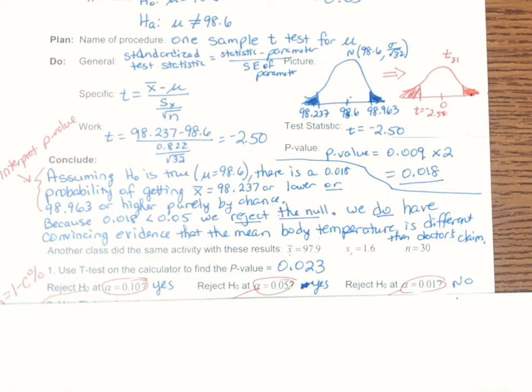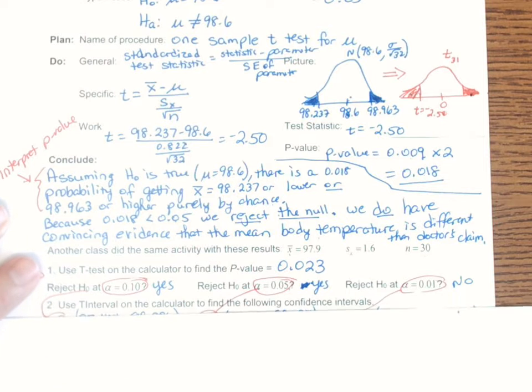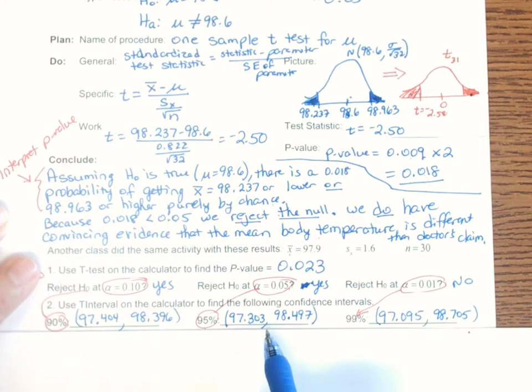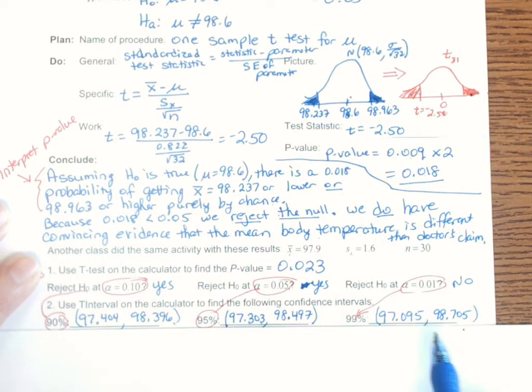And what we want to take a look at is, how does this relate to a confidence interval? So if we were to create a t-interval on the calculator with the following confidence levels, 90%, 95%, and 99%, here are the different confidence intervals we get. 97.4 to 98.396, 97.303 to 98.497, and 97.095 to 98.705. Okay, so we've got these three different confidence intervals.